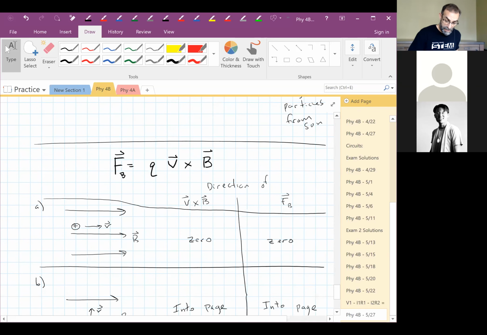Let's look at our formula. V cross B is into the page, and then we're multiplying that by Q. So if Q is positive, the force gets its direction from V cross B. If Q is negative, the force has to be opposite, negative of V cross B. You see that?